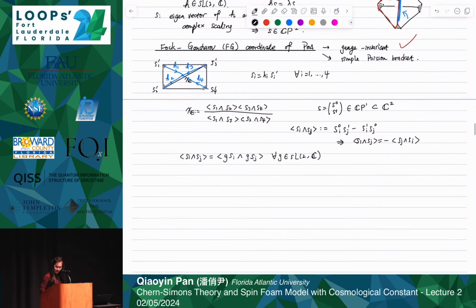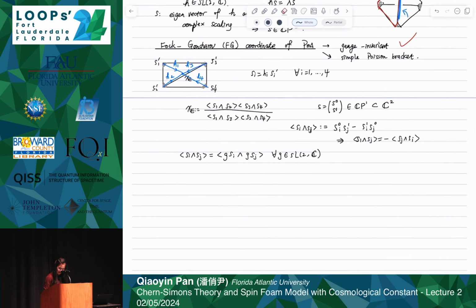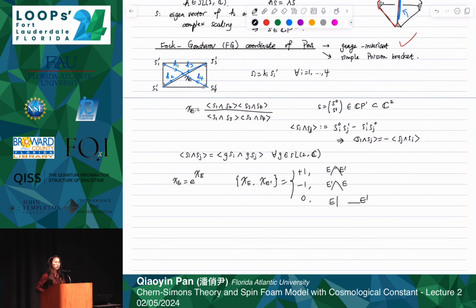And second, what is the Poisson bracket? I take the logarithm of this coordinate, I denote it as e to the chi_e, then this chi_e has a very simple Poisson bracket. Suppose I have chi_e and chi_e' associated to different edges, then it has three possible results. First, it equals one if e is on the left of e', where the vertex is also the cusp boundary, and it equals minus one if it's the opposite. And it equals zero if e and e' are not connected to the same cusp boundary. It's very simple. So we see the nice property of this kind of coordinate.